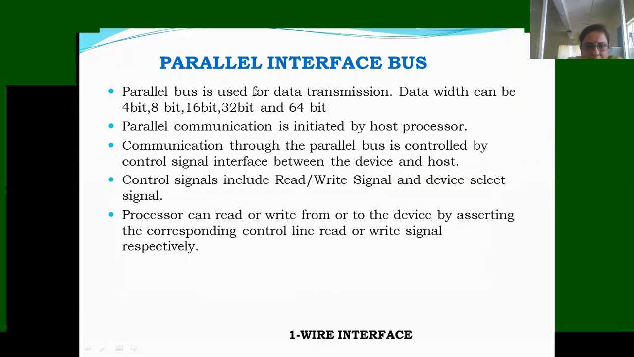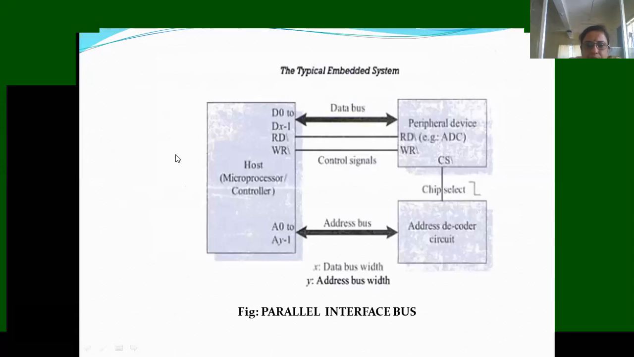The parallel interface bus is nothing but parallel data paths connected on this bus, right? So the data width, you can see, can be either 4-bit, 8-bit, 16-bit, 32-bit, or 64-bit. Here again there will be a master and a slave. All in all, in the bus configuration, there will be a master and a slave. The parallel communication is initiated by the host processor, right? So again we will try to see this with the help of the diagram.